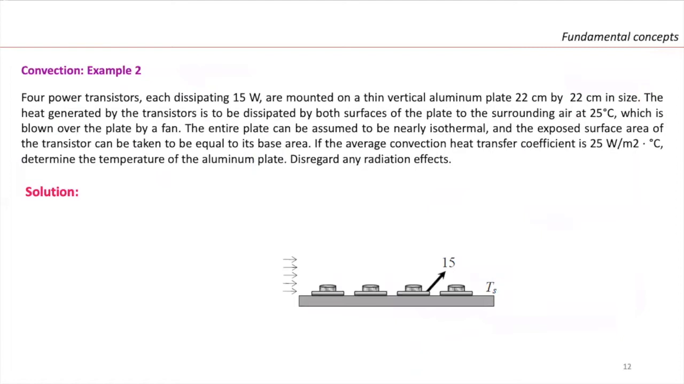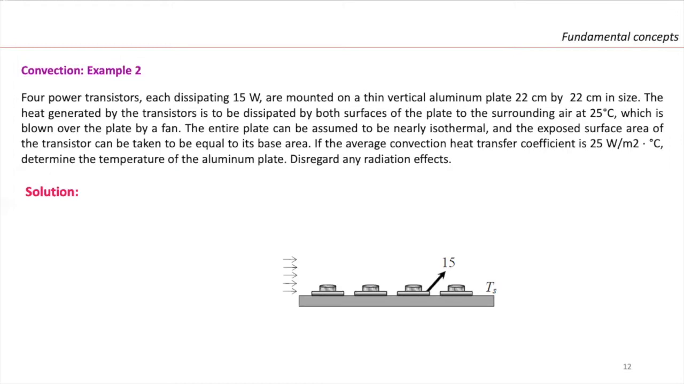So let's solve this problem together using Newton's cooling law. We have 4 power transistors, and each of these transistors is dissipating 15 watts. They are mounted on a thin vertical aluminum plate, 22 centimeters by 22 centimeters in size. The heat generated by the transistors is to be dissipated by both surfaces of the plate to the surrounding air at 25 Celsius, which is blown over the plate by a fan.